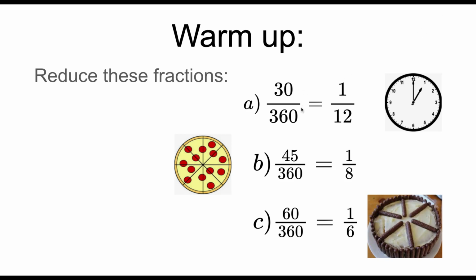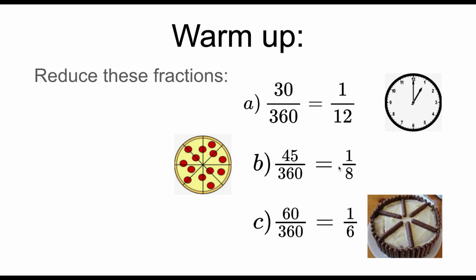So 30 degrees out of 360 is the same as the distance between the numbers on the clock, because a full circle is 360, and there are 12 numbers on the clock. Each central angle made by the hour hand and the minute hand would measure 30 degrees.